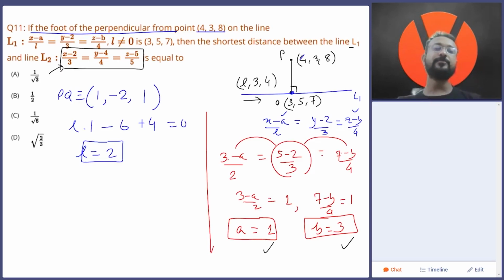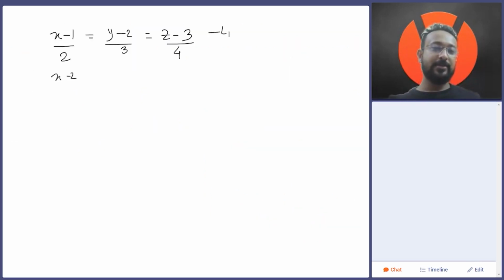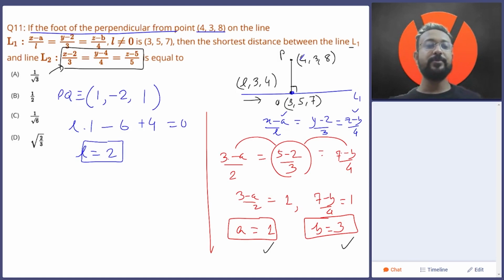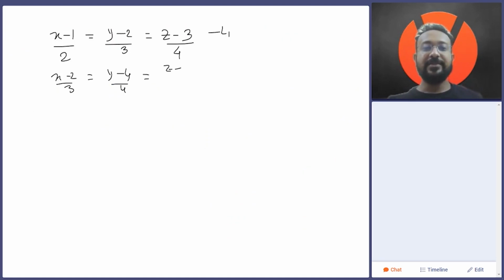So what was L2? X minus 2 by 3, Y minus 4 by 4, is equal to Z minus 5 by 5. So these are the two lines, which are very simple now.